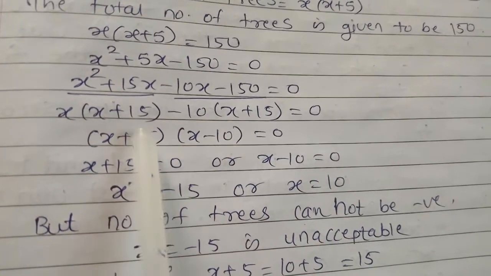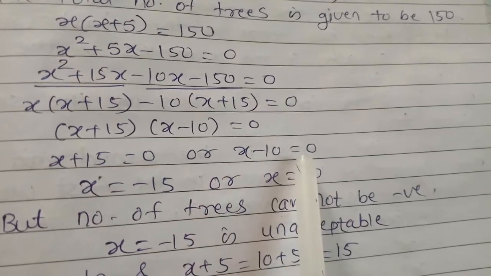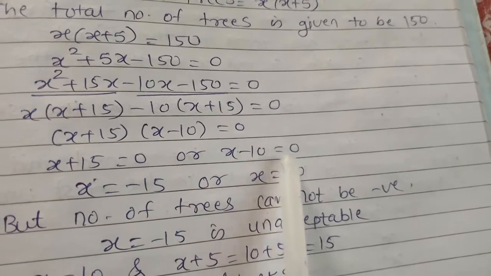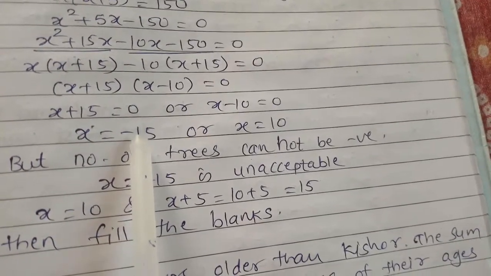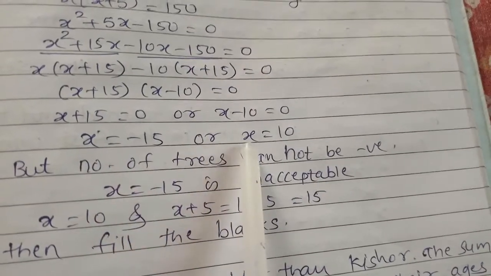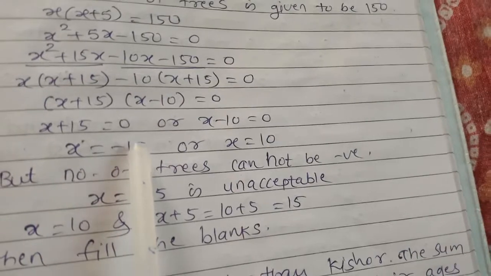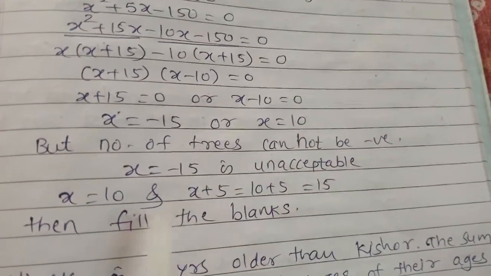Since the product of two brackets is 0, it means either the first bracket is 0 or the second one is 0. So x plus 15 is equal to 0 or x minus 10 is equal to 0. So here we get x is equal to minus 15 or x is equal to 10. But the number of trees cannot be negative, so x is equal to minus 15 is unacceptable. So here we get x is equal to 10.